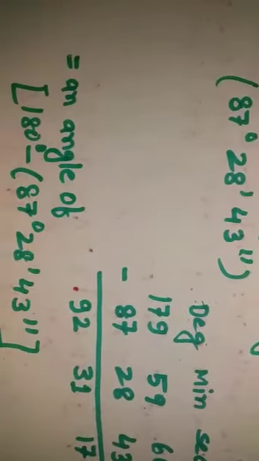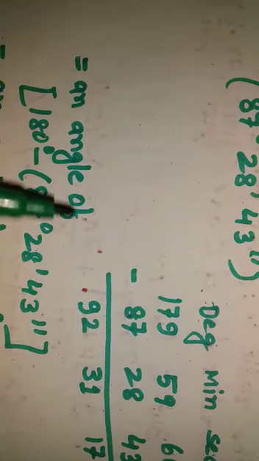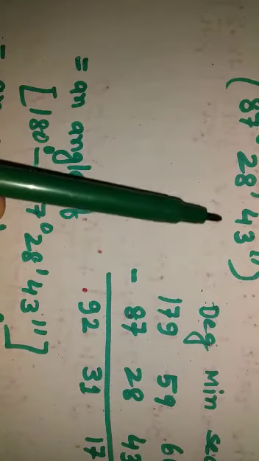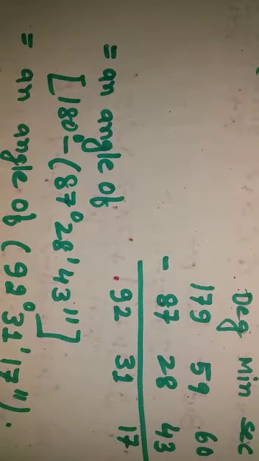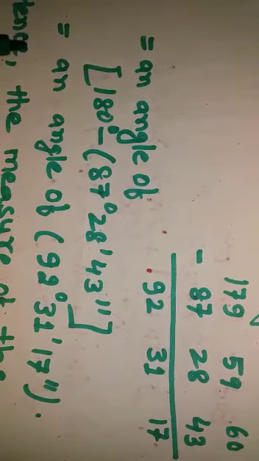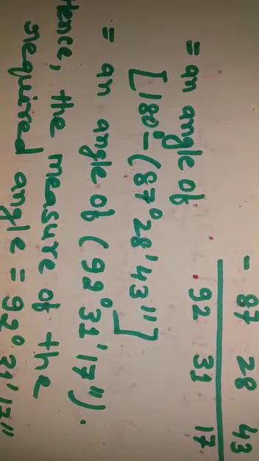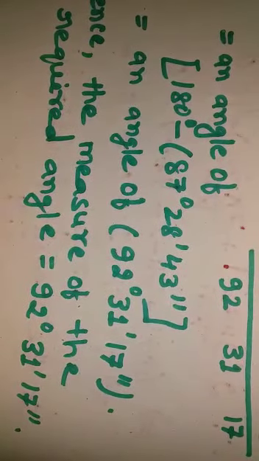So we can write here that the supplement of an angle of 87 degree 28 minute 43 second is equal to an angle of 180 degree minus this one, and after subtracting our value is an angle of 92 degree 31 minute and 17 second. Hence the measure of the required angle is 92 degree 31 minute and 17 second.